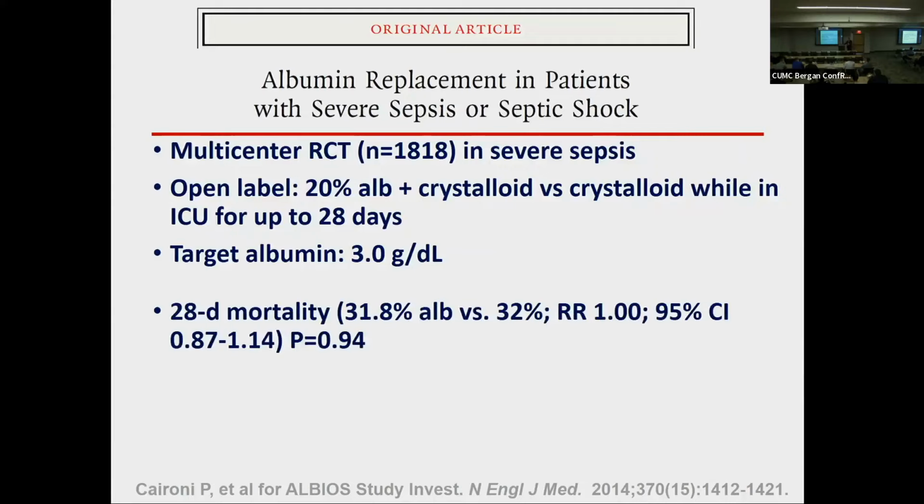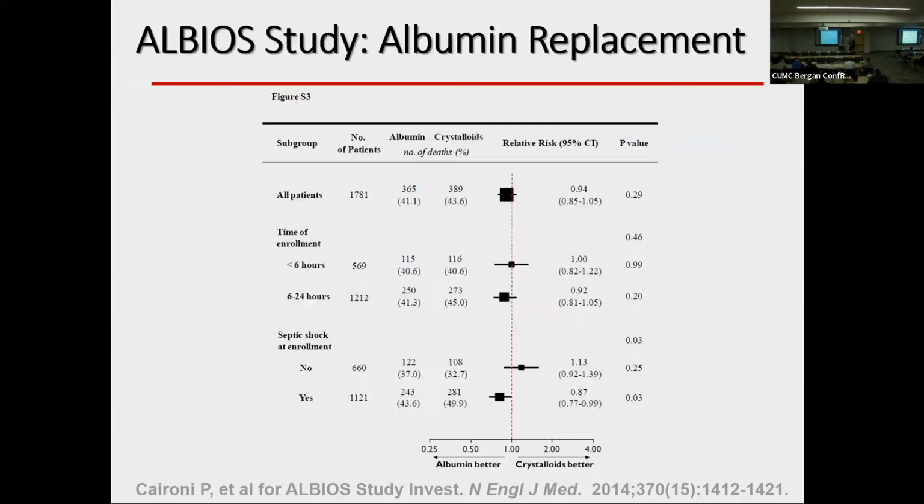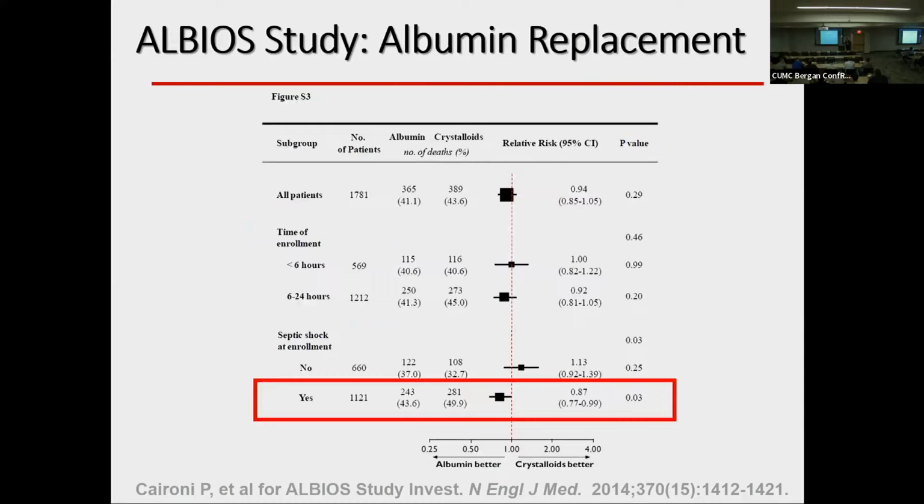28-day mortality, no difference between the groups. 90-day mortality, renal failure, not different. But if you look at the group that has septic shock, which is this group down here, septic shock, yes, when they resuscitated patients in this arm, you got resuscitated with whatever fluid you were randomized to. So these patients with septic shock got resuscitated with albumin, assuming their albumin was below 3. And you can see what looks like a potential signal for albumin benefit in this group.